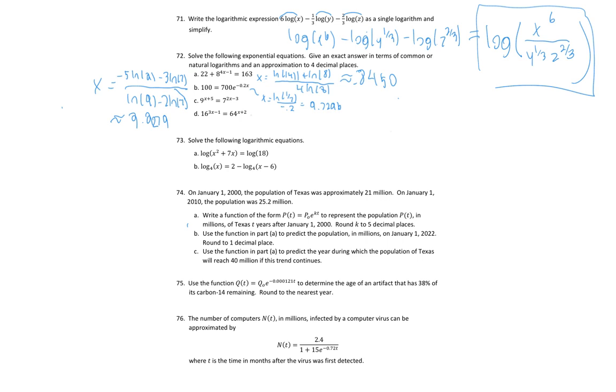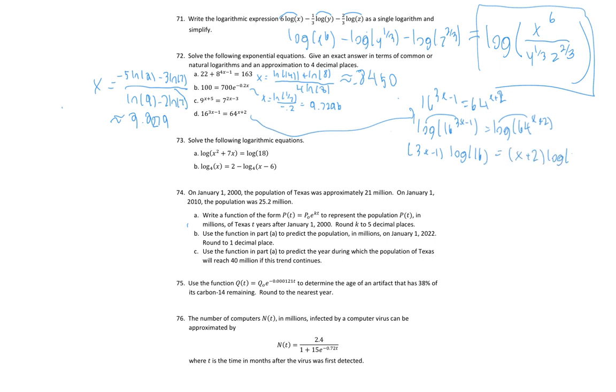Okay, finally for this last one, I'll work it over here, and then I'll rewrite my answer over there. 16 to the 3x minus 1 equals 64 to the x plus 2. Well, I'll do just log base 10 this time, just to change it up. It's going to be the same thing either way, though. Now, I can bring my powers down. (3x minus 1) log 16 equals (x plus 2) log of 64.